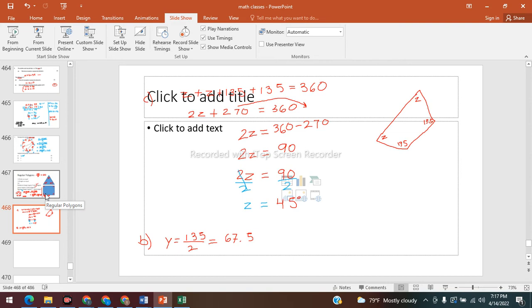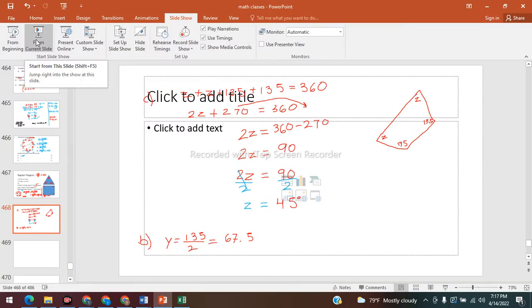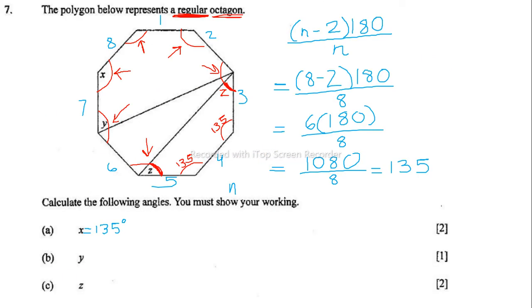Excuse me, Mr. P. Go ahead. Can you go to 466, please? Something else to do. So y is 67.5 and z is... what was z again? 45. 45 degrees.